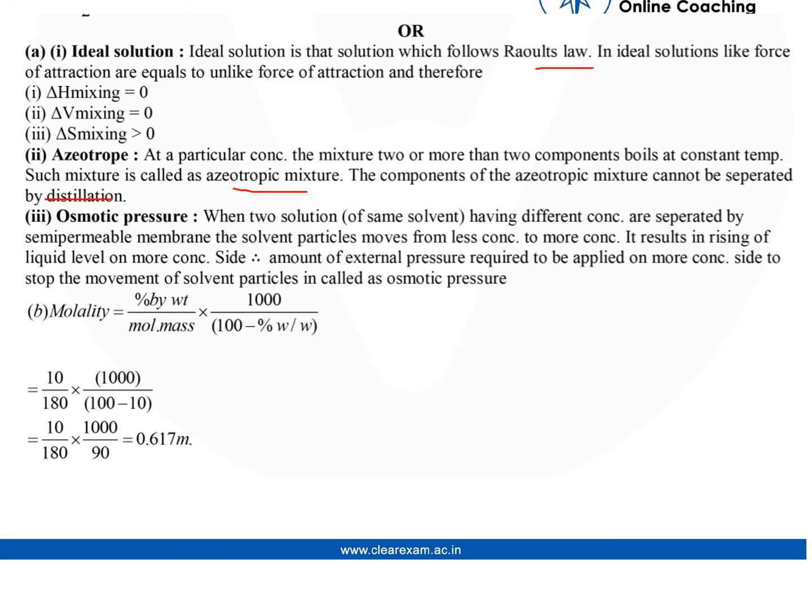Molality is equal to percentage by weight upon molar mass into 1000 upon 100 minus percentage weight upon weight. Putting the values into the formula, we'll get the molality of the solution as 0.617 m.